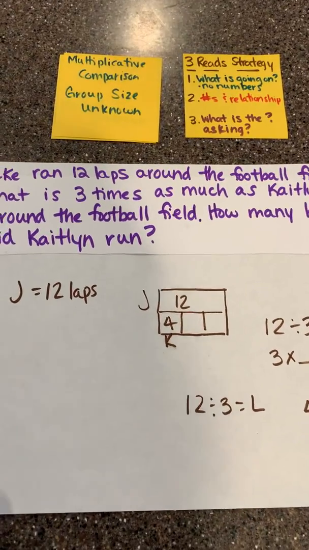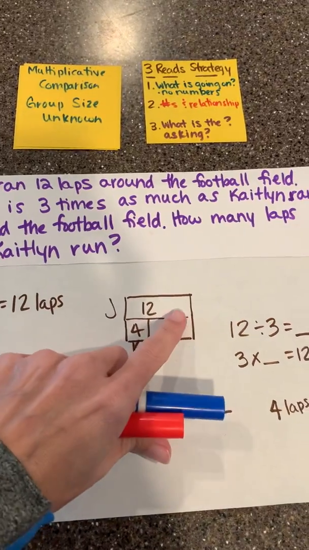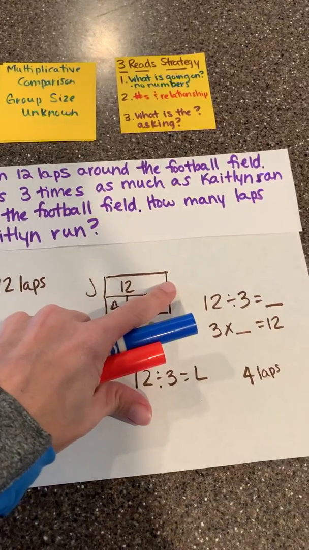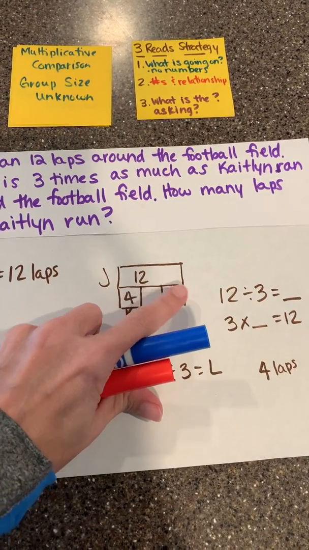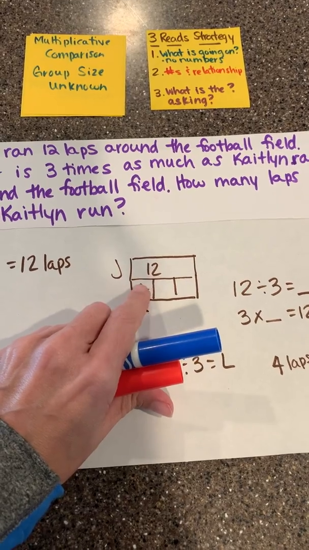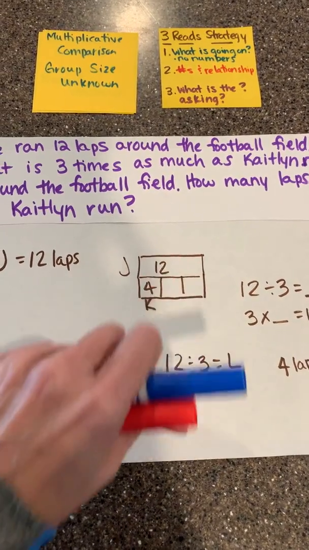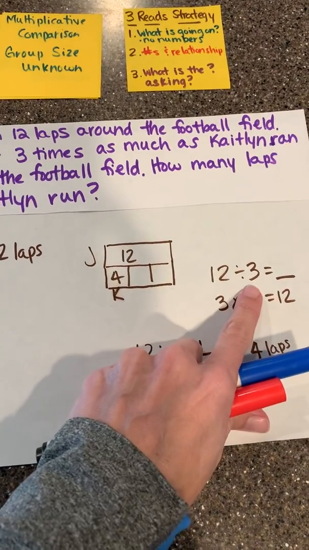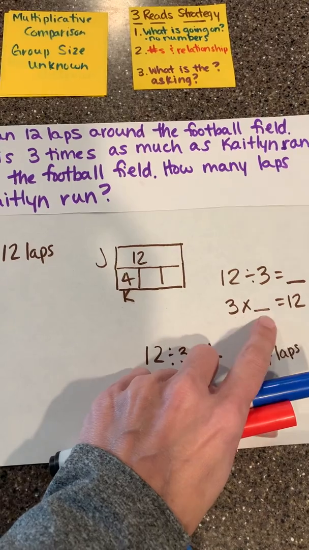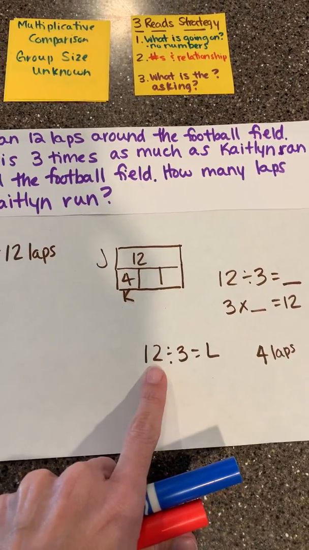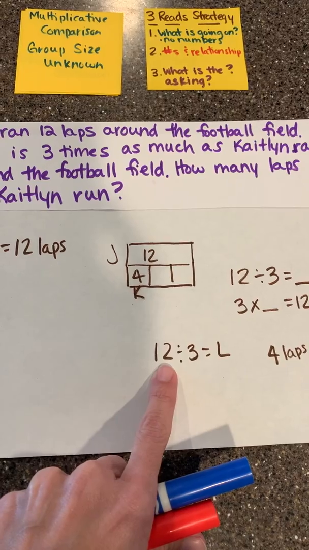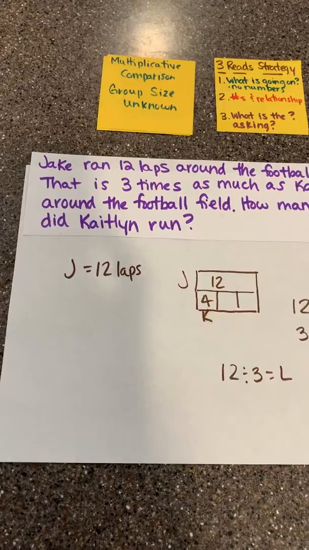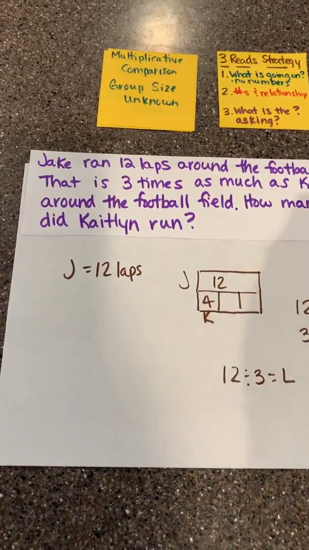So we know that Jake ran 12. So we represented Jake running 12 here. And then we said that what he ran was 3 times as much. So we were going to break this into 3 parts because I know whatever part here has got to be 3 times as much to be able to give us Jake's. So we know that if we're breaking a whole into equal parts that we can divide by 3, or you can write it as a missing factor. 3 times what equals 12? We wrote an equation, 12 divided by 3 equals L, which is our variable for the unknown, and when we solved it, we got 4 laps, okay? So here we know that Jake ran 12 laps, and his amount was 3 times greater than Caitlin's.